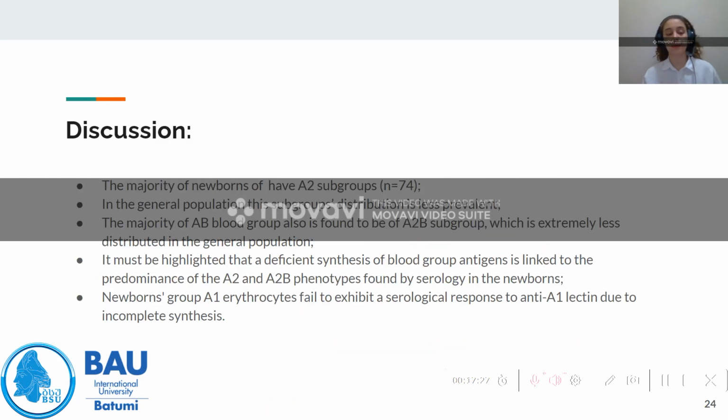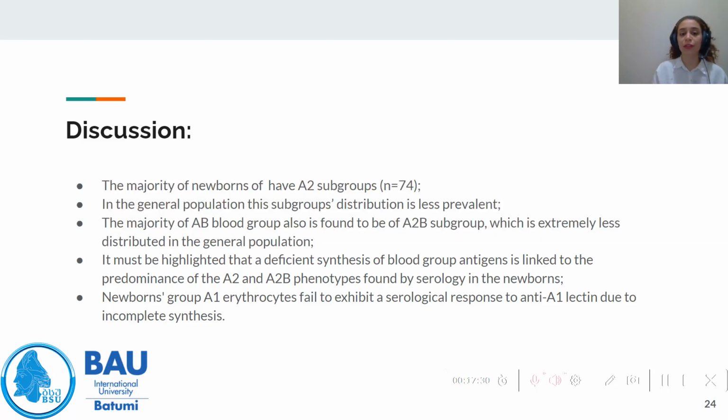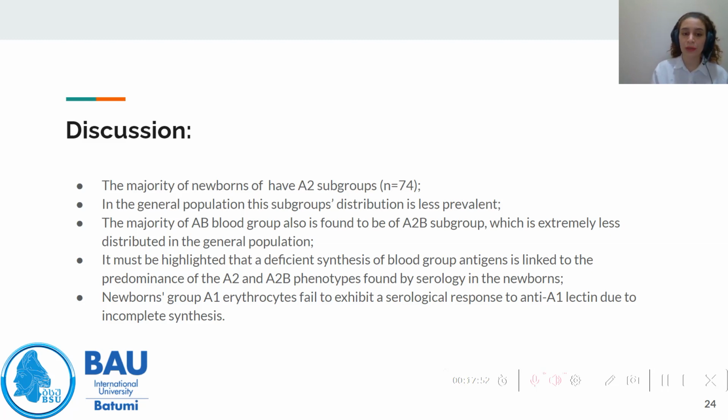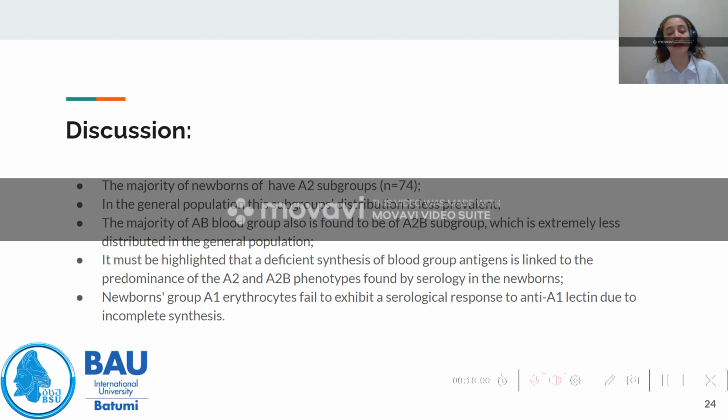So just to sum it all up, what we saw is that the majority of these newborns, when we wanted to study the subgroups of the A antigen, had the A2 subgroup, and it is a known fact that in the general population, this distribution is different. So we see a higher distribution of the A1 than the A2 in the general adult population. And we also saw the same thing when talking about the AB phenotype. We saw that generally A1B is more prevalent and then A2B. And we saw the opposite in our study. Our newborns, the majority of them were of A2B subgroup.